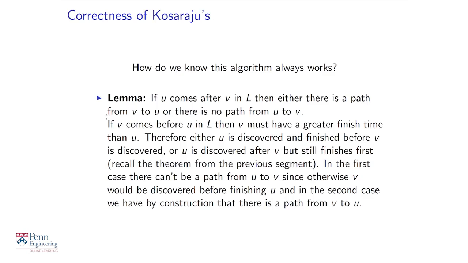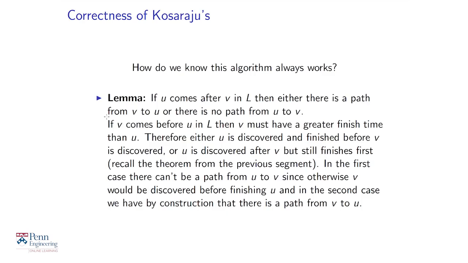If u comes after v in L, then either there's a path from v to u, or there is no path from u to v. Okay, I'll let you read the proof, but let me give you an intuitive explanation for why this lemma is correct. So u comes after v in L.